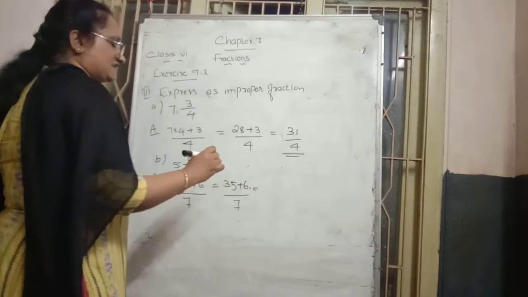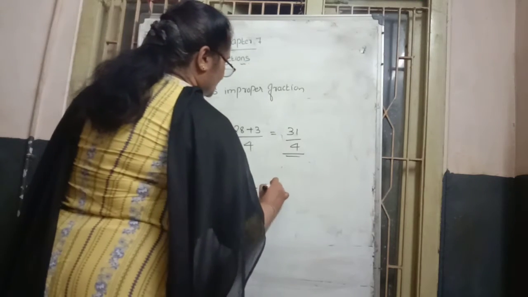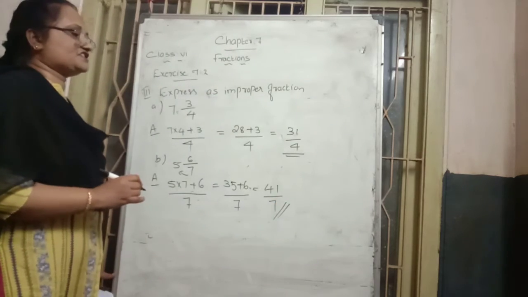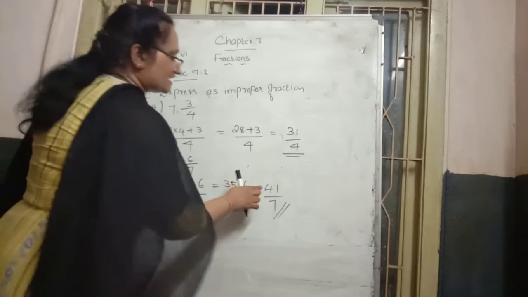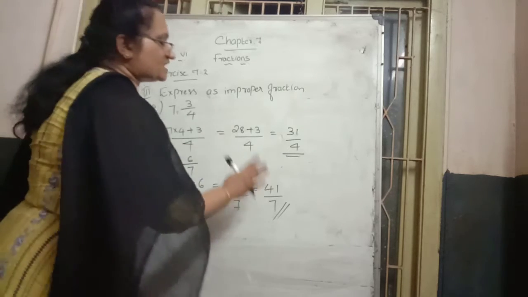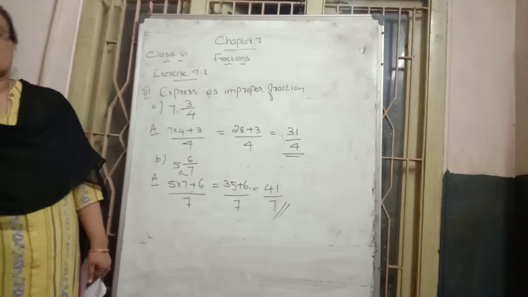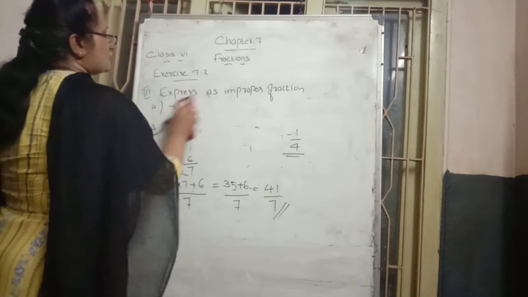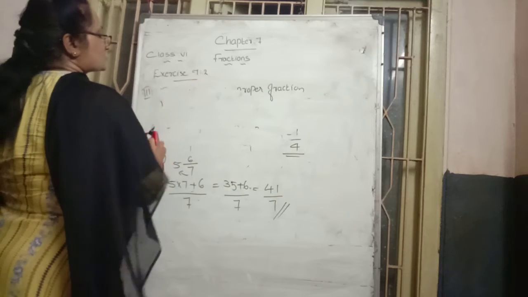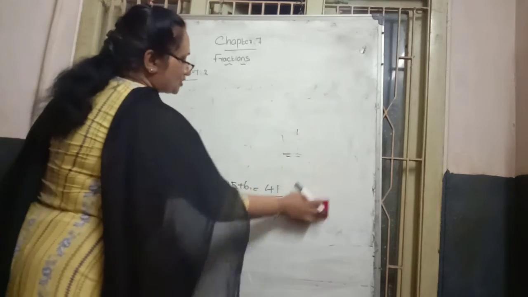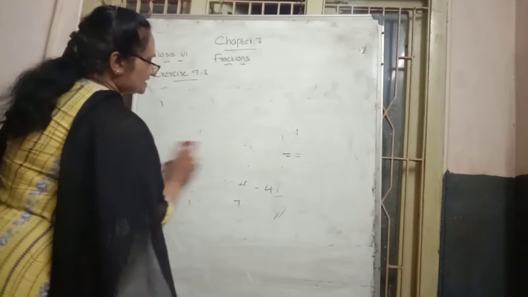35 plus 6 comes to be 41. 41 by 7. Is it an improper fraction or not? Yes, it is an improper fraction. Here the numerator 41 is greater than the denominator 7. That's why 41 by 7 is an improper fraction. I hope you understand how to convert a mixed fraction to an improper fraction. This is the third Roman.